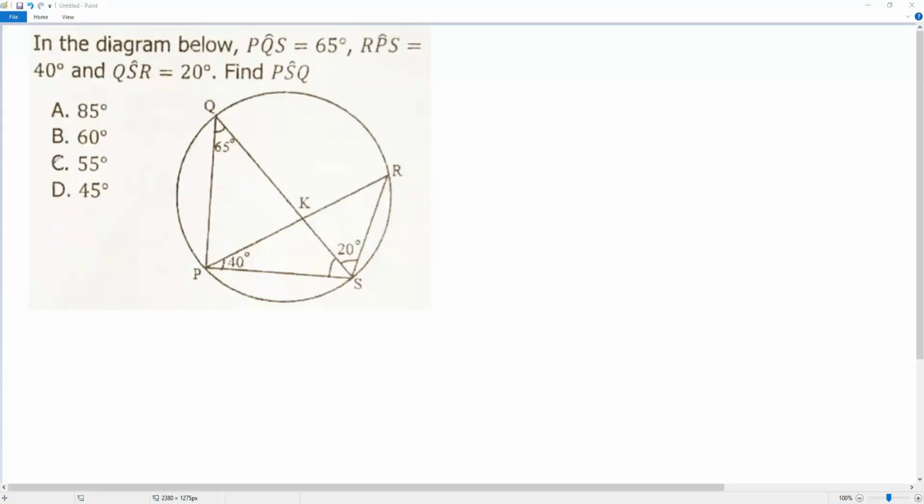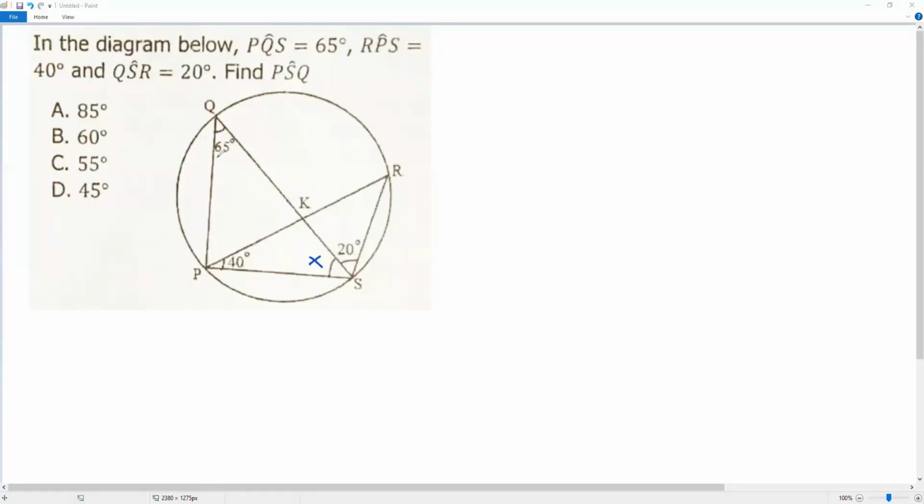Okay, here we have three angle measures. That is, the measure of angle PQS is 65 degrees and the measure of angle RPS is 40 degrees and the measure of angle QSR is 20 degrees. Okay, we have to find the measure of angle PSQ. I assume the measure of angle PSQ is X. So now my target is to find the value of X.